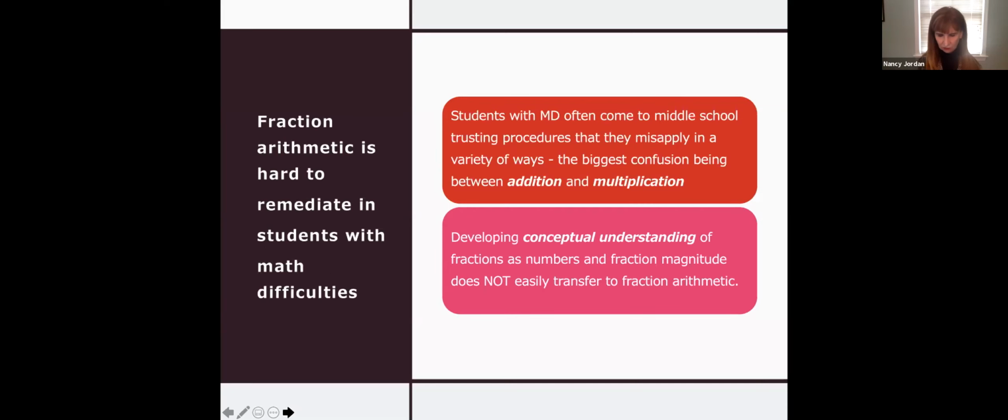But the one thing that I wanted to just talk about briefly then is, and I know David's here, who's done a lot of work on fraction arithmetic. Fraction arithmetic is really hard to remediate with students with math difficulties. And they often come to middle school trusting procedures, but they misapply them in a lot of ways. And they have a lot of confusion thinking about addition and multiplication and those operations. And so basically our intervention developing conceptual understanding does not easily transfer to fraction arithmetic.